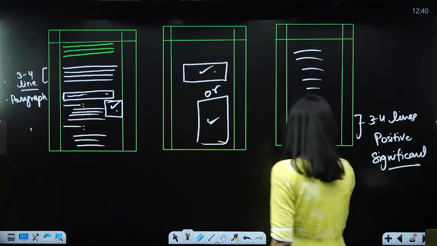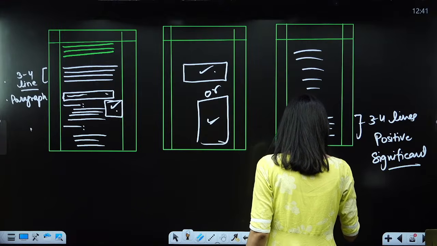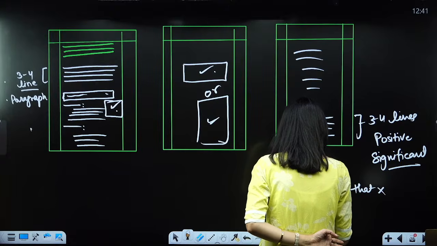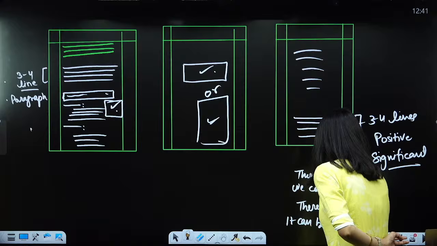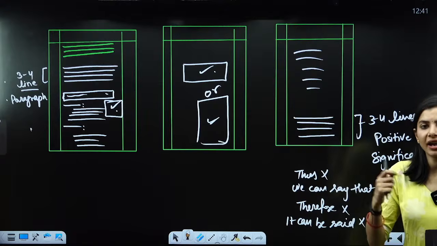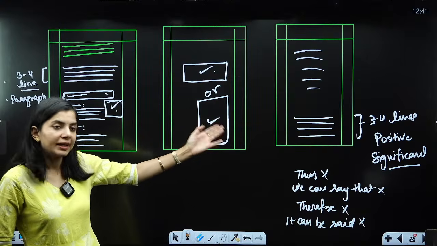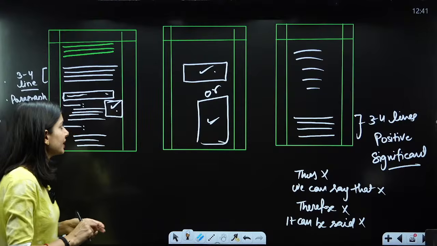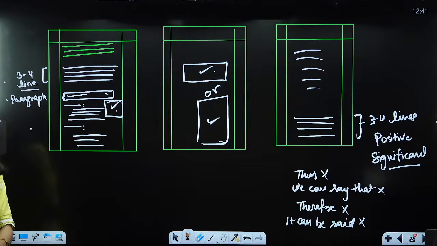The conclusion should not include the words thus, we can say that, therefore, it can be said. The conclusion should not include these words. It should try to answer a certain question: what is the significance of this particular thing in the question being asked. So it should be explained in this way. Hope you are able to understand it completely. That's how your answer should reflect.